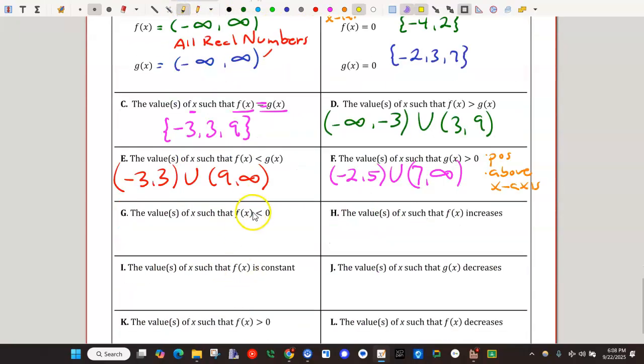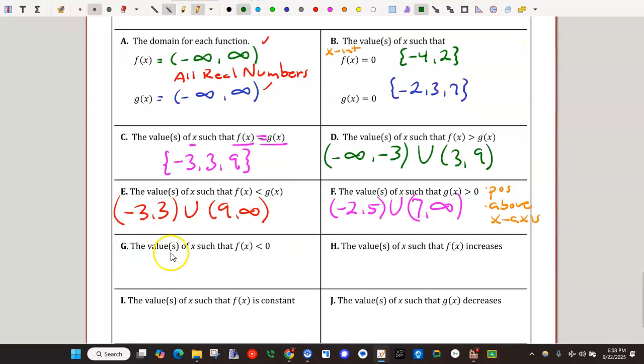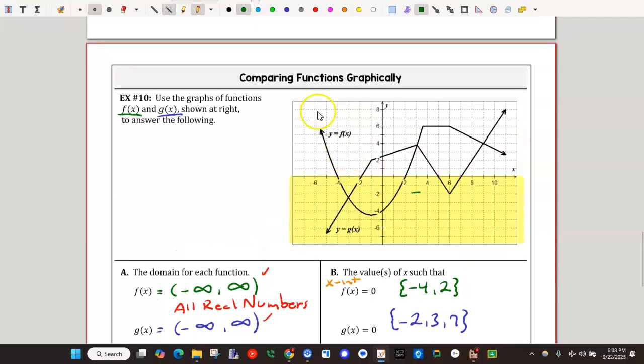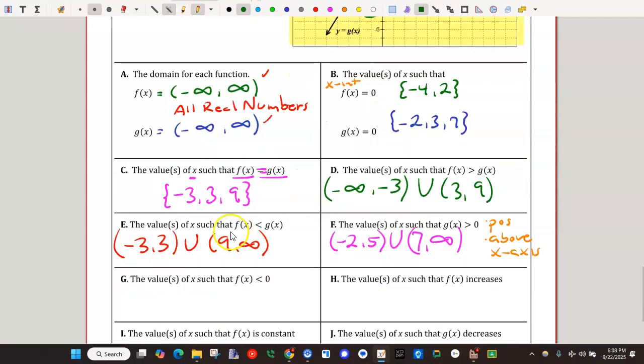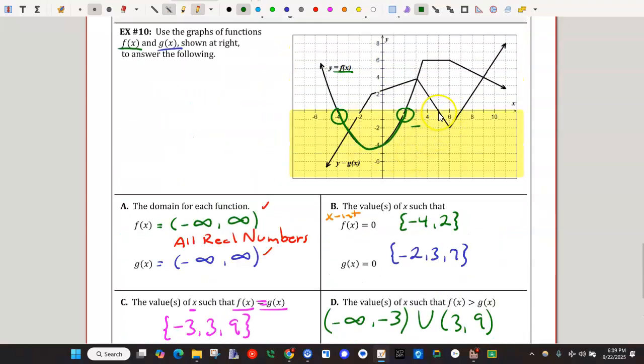So next one, where is f of x less than 0? Where is it below the x-axis this time? Right, so we have f of x. Yeah, so right here's f of x. So starting right here to right here. So from -4 to 2, that's below. Right, and also it's below from, looks like from here to here. That's 5, and that is 7. So from 5 to 7.